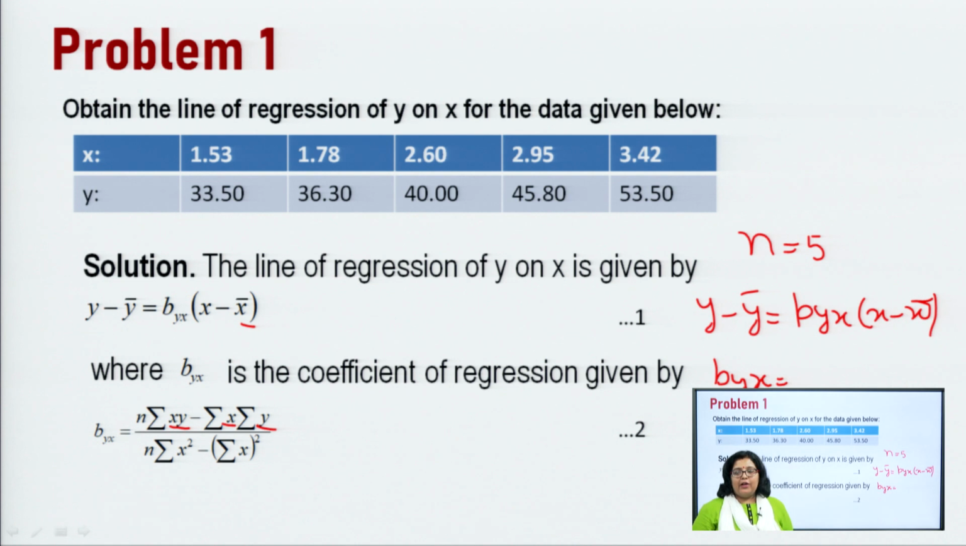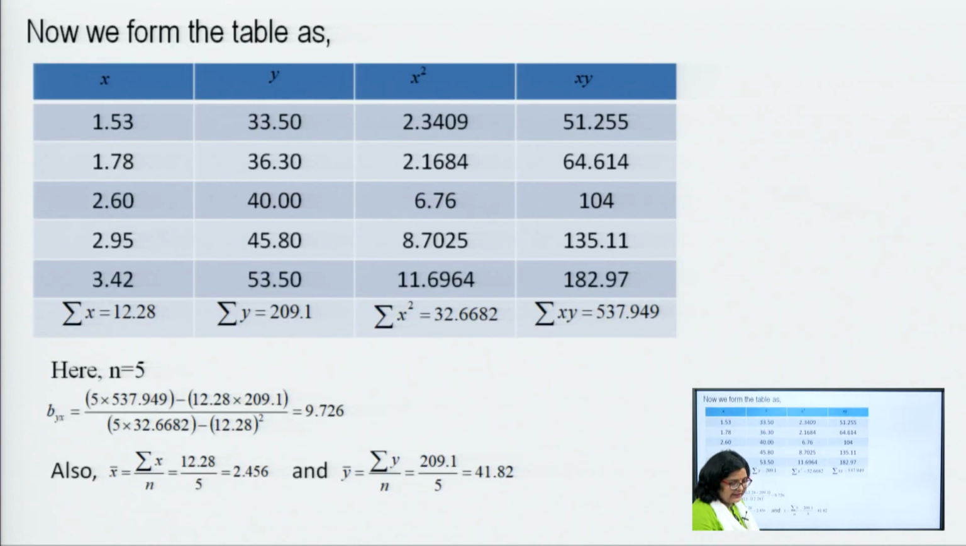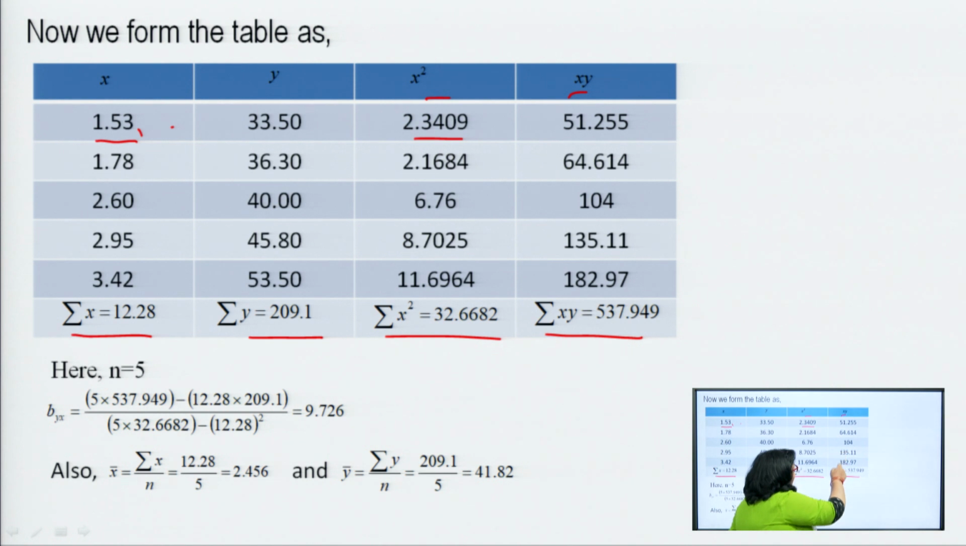To find this value, we draw the table like this, with columns x, y, x square, and xy. Here x is given, y is given, x square is the square of 1.3, which is 2.3409, and xy is x multiplied by y, which is 51.255. In a similar way, we find summation x, adding all values of x, summation y, summation x square, and summation xy.